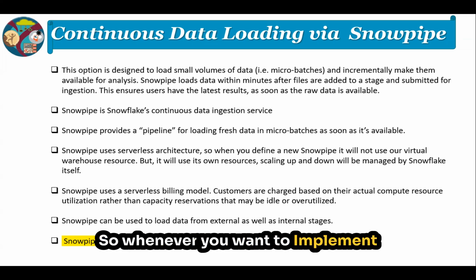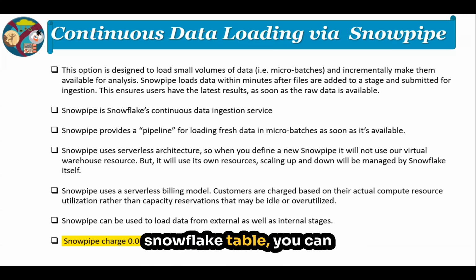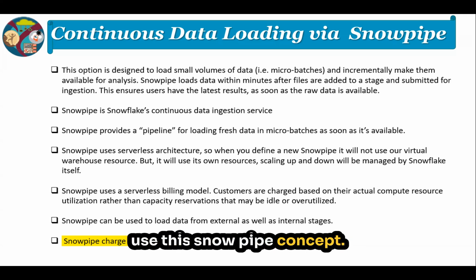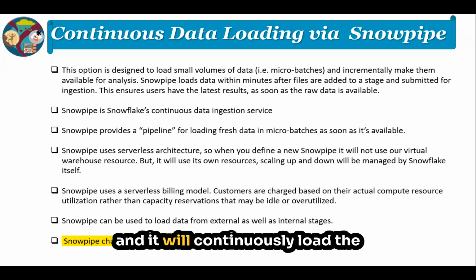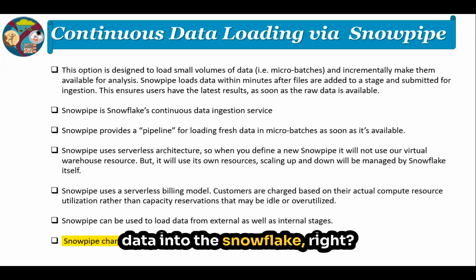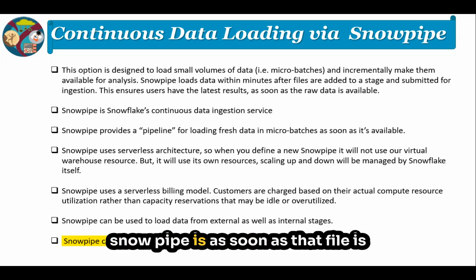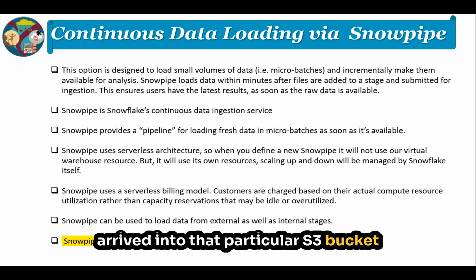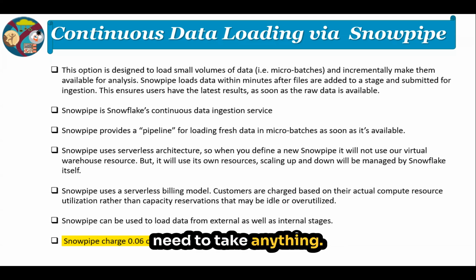Whenever you want to implement these Type 2 implementations, if you want to ingest this particular data into that Snowflake table, you can use this Snowpipe concept. Snowpipe is recommended for micro batch ingestion, and it will continuously load the data into Snowflake, right? Another beauty of Snowpipe is, as soon as the file arrives in that particular S3 bucket or stage, internal named stage, Snowpipe will automatically process the data. You don't need to do anything.